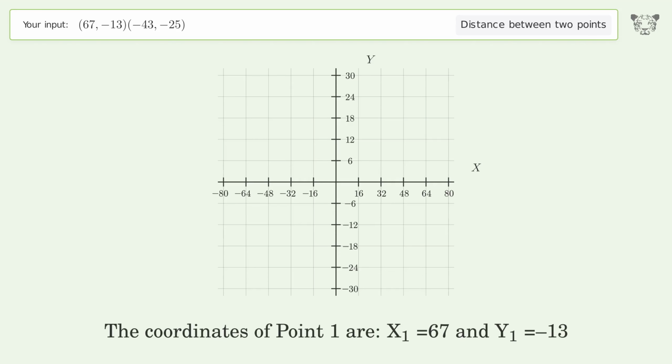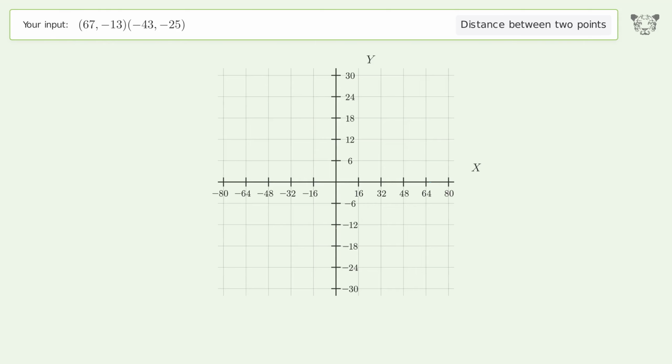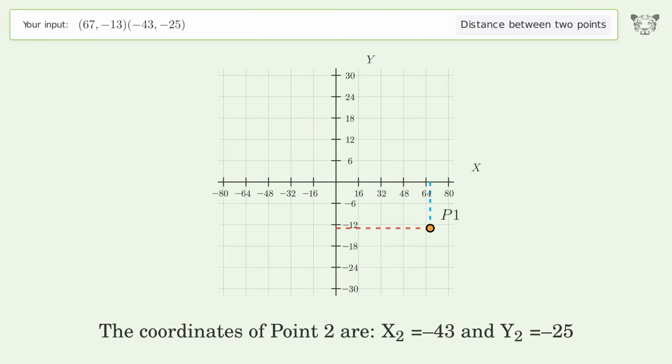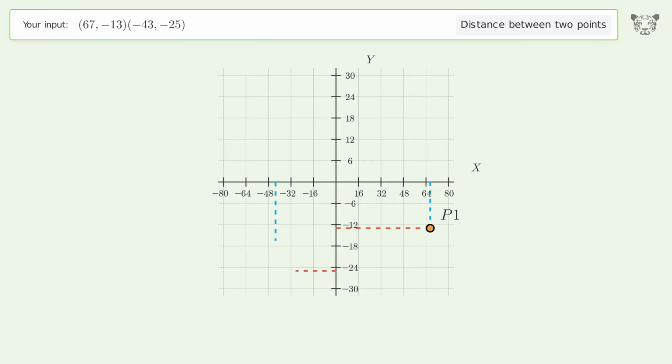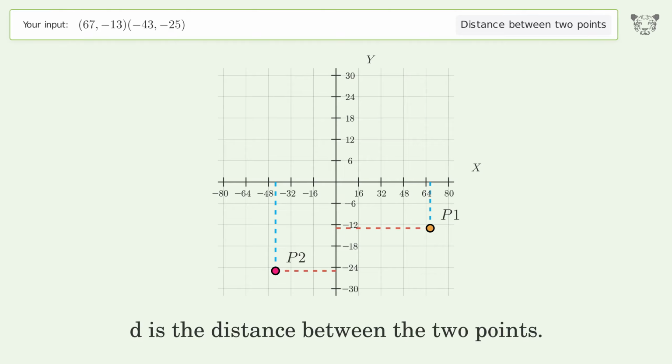The coordinates of point 1 are x1 equals 67 and y1 equals negative 13. The coordinates of point 2 are x2 equals negative 43 and y2 equals negative 25. D is the distance between the 2 points.